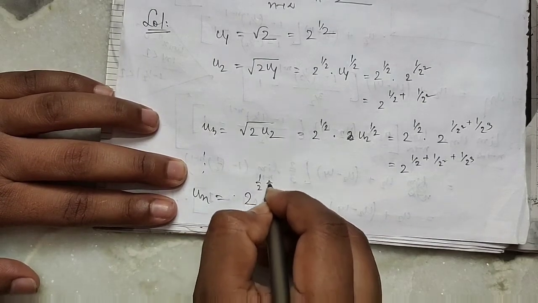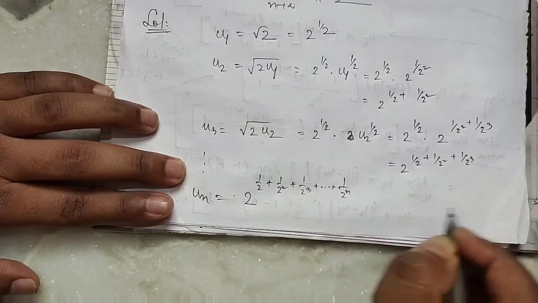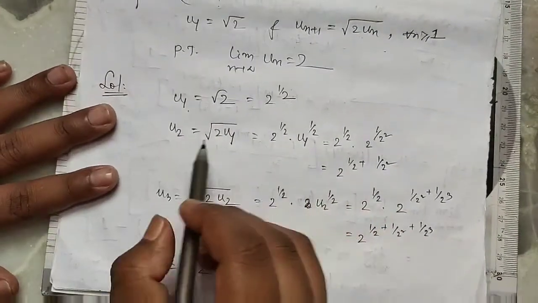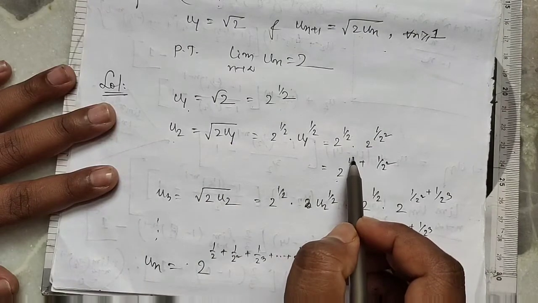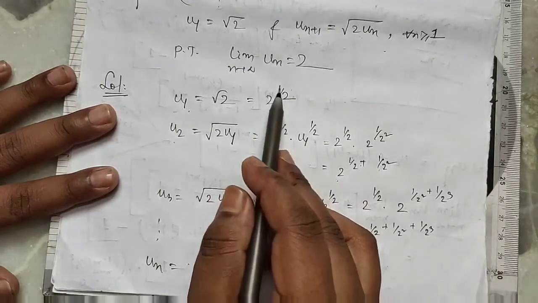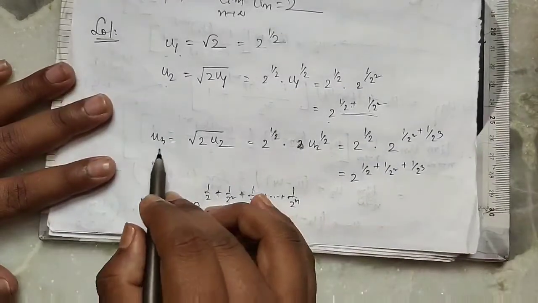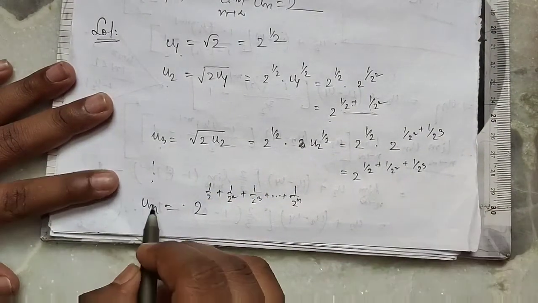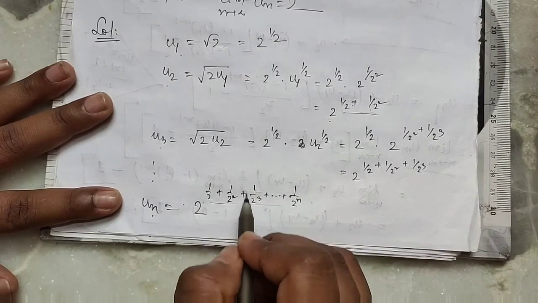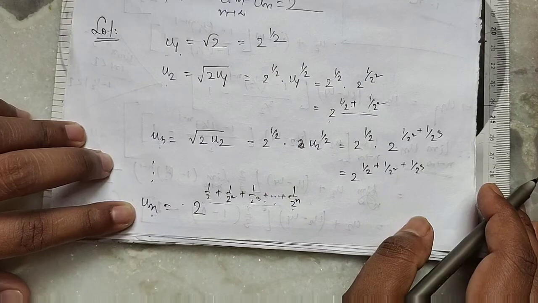you get 2 to the power (1 by 2 plus 1 by 2 square plus 1 by 2 cube plus ... plus 1 by 2 to the power n). Since u1 has power half, u2 has power 1 by 2 plus 1 by 2. For the first term there is 1 term in the sum, for the second term there are 2 in the sum, for the third term there are 3 in the sum, for the nth term there are n in the sum. Okay, half, 1 by 2 square, up to 1 by 2 to the power n. Clear? Now we find the limit.